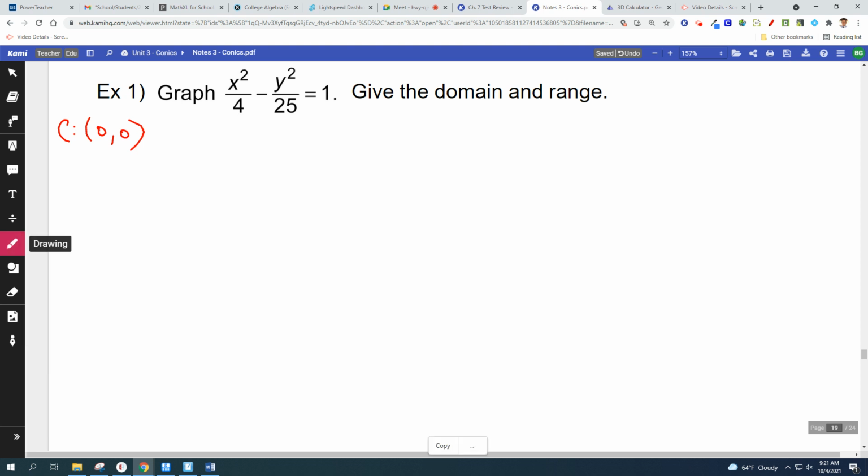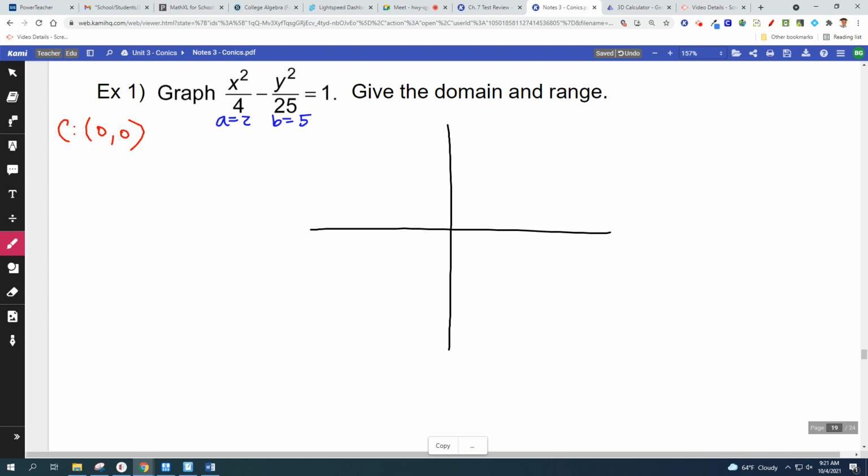What's A? 2. It's tricky because last time A was the bigger number. This time A is the positive, the first one. B is 5. And that kind of tells you if this thing is tall or short. That gives me a lot of information for this graph. I know that this thing is going to be taller than it is wide. So that tells me to make my graph taller.